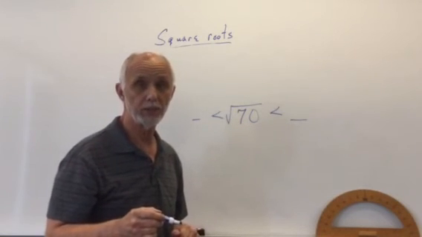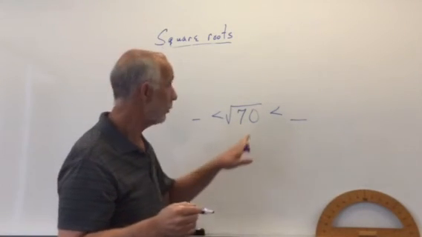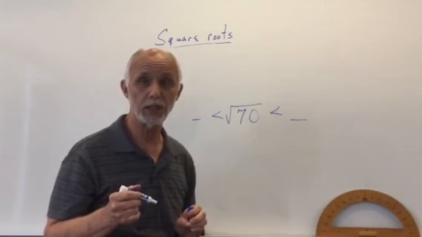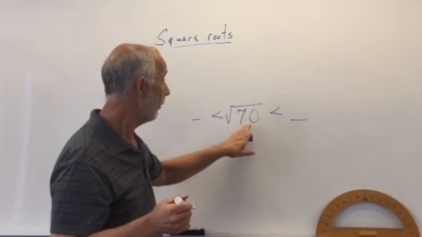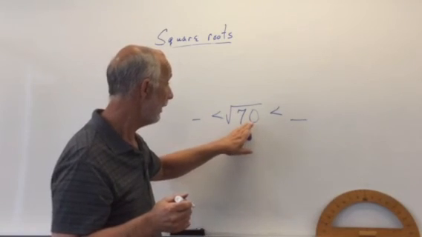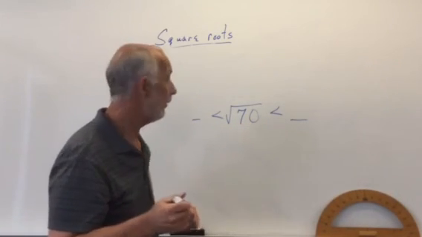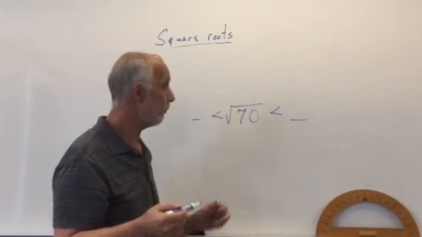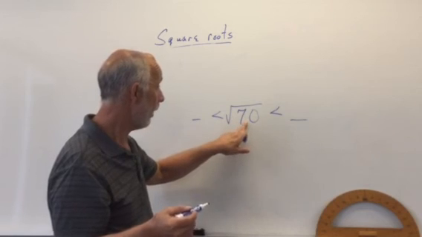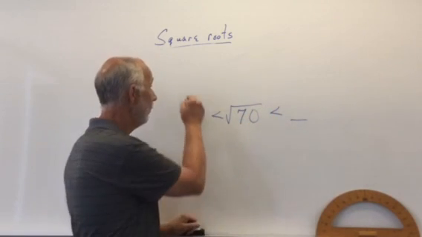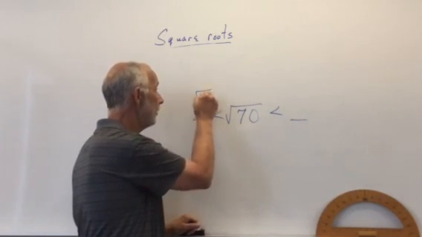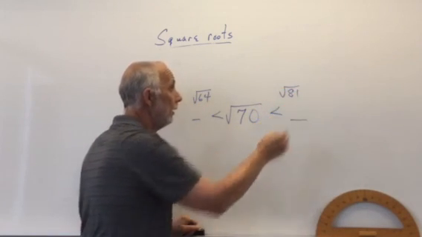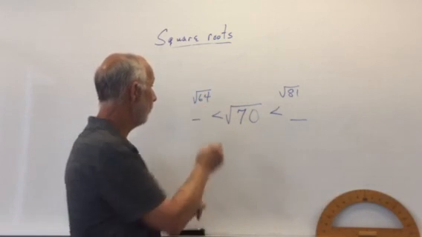70 in between? And again, the square root of 70 is an irrational number because there is no number times itself that equals 70. So the question is, what two perfect squares is this in between? And to find that, you need to know those 15 square roots again, because you have to say what perfect squares are smaller and larger than 70. Well, the one that's smaller than that is 64, and the one that's larger than that is 81. So what's the square root of 64? 8.